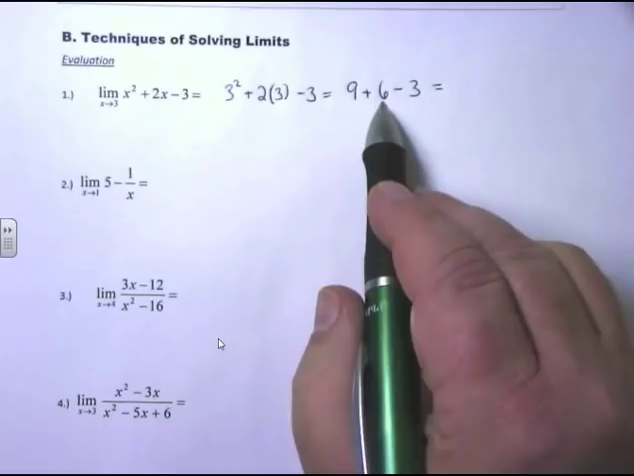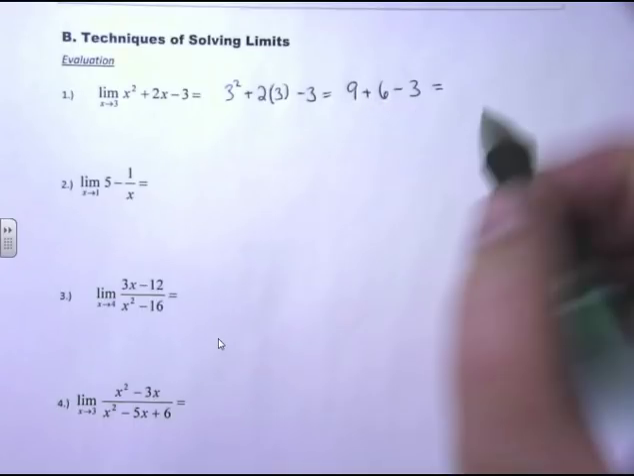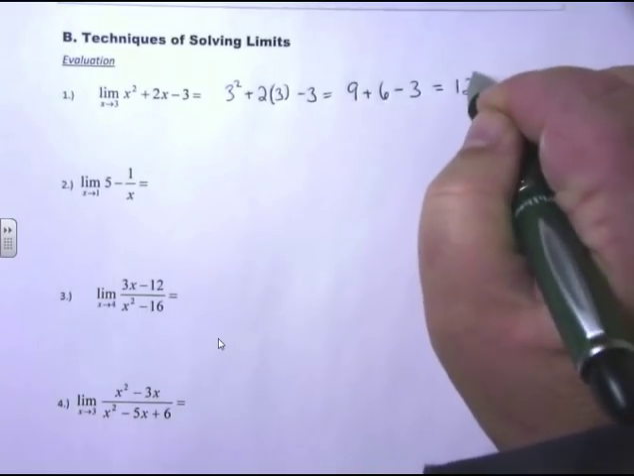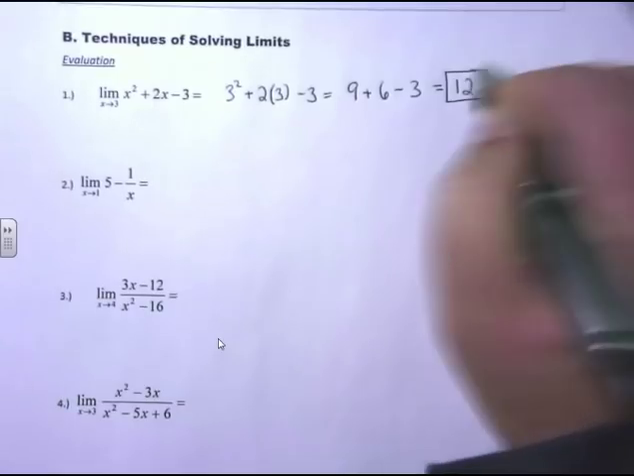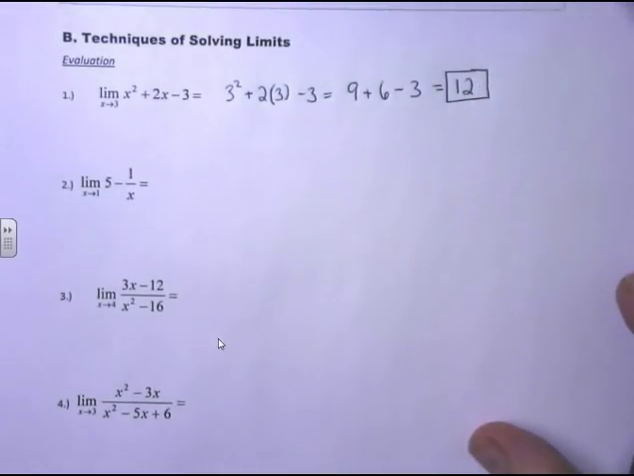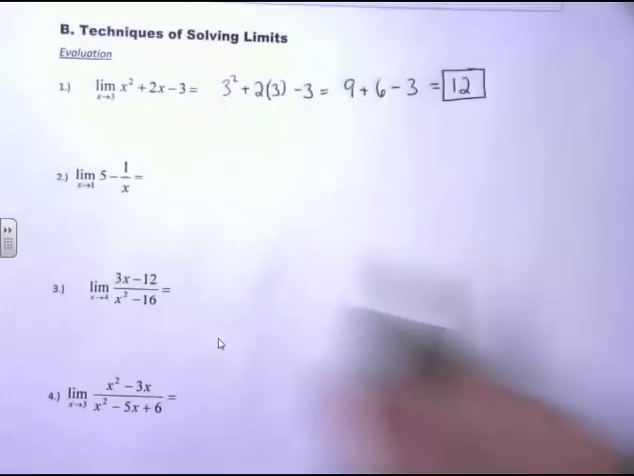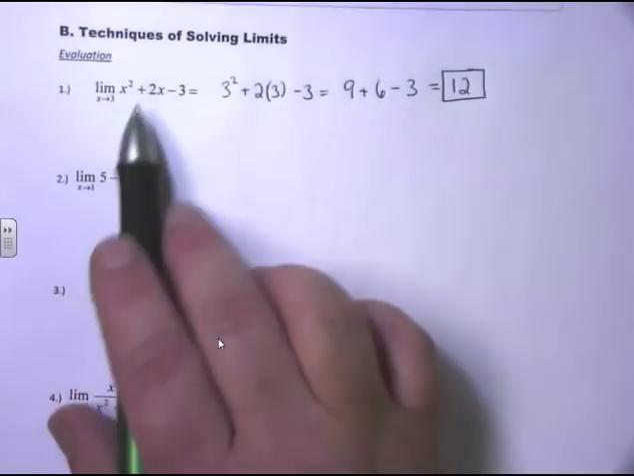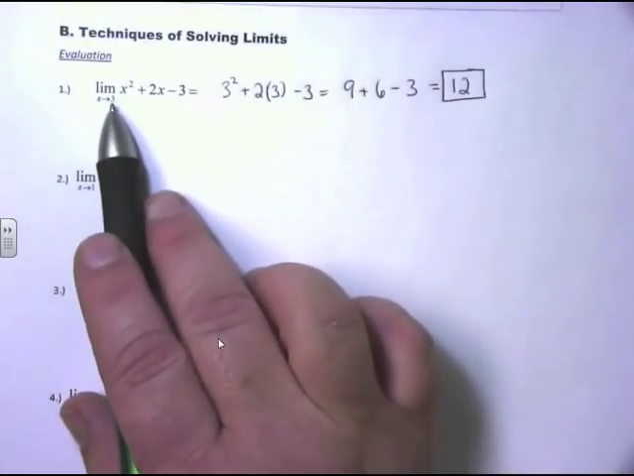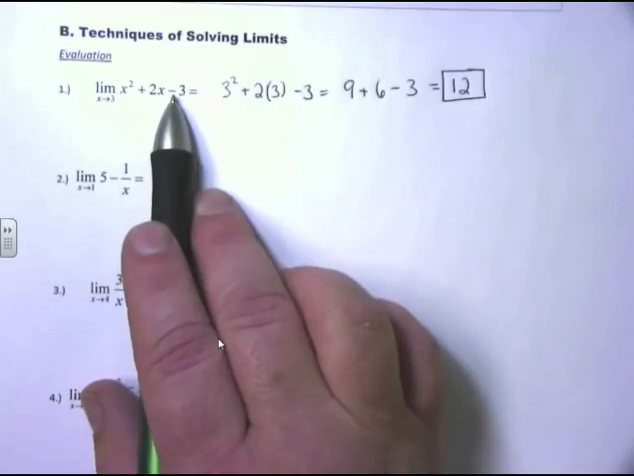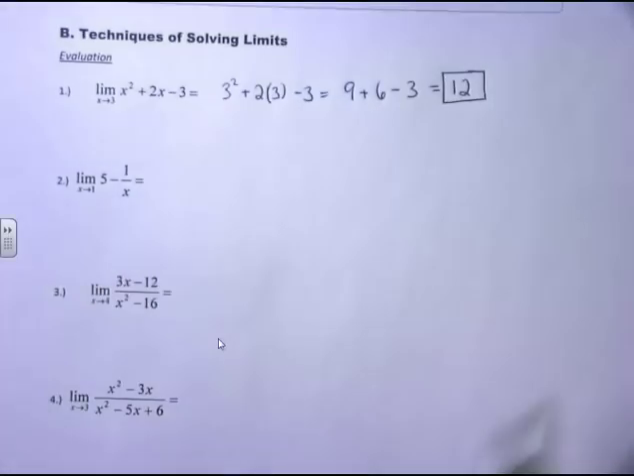9 plus 6, that's 15. 15 minus 3 is 12. If you plug in a number and get a number, that's your limit. So limits in your basic problems are very simple. If you don't have a problem at the number that you're approaching, you can just go ahead and plug that number into the problem. So take a look at this next example.